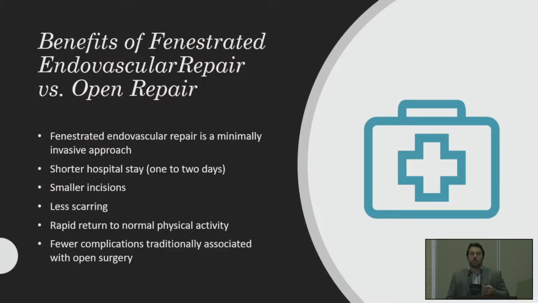So there used to be open repair. There still is open repair, but we're going to talk about endografts. And endografts are preferable to open repair for a number of reasons. The fenestrated endovascular repair is minimally invasive. So what that means is they're putting an endograft, they're going in through the groin, bringing a graft up into the aorta, and then expanding it to go inside of the normal part of the aorta to take pressure off of that expanded aneurysm area.